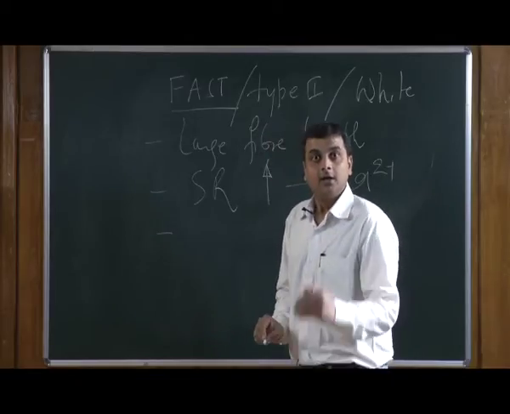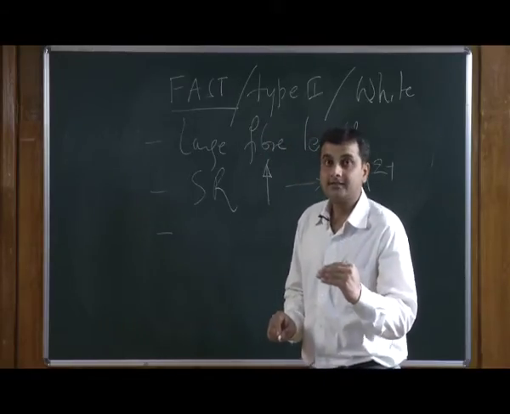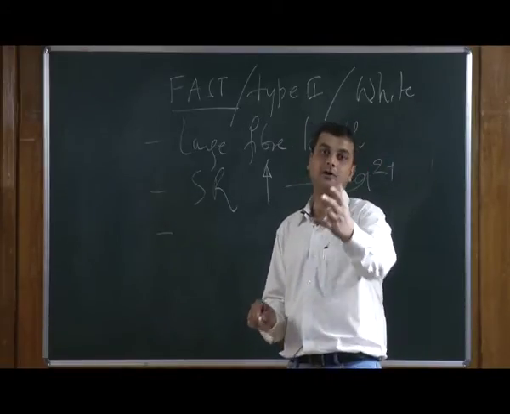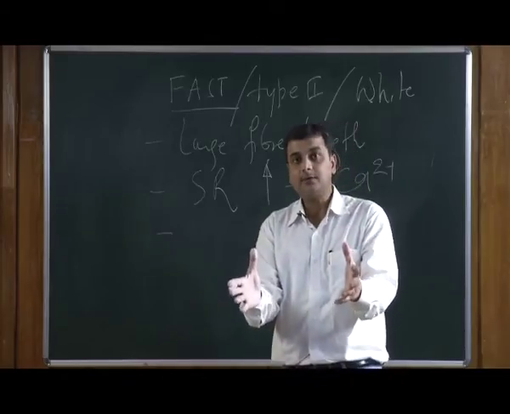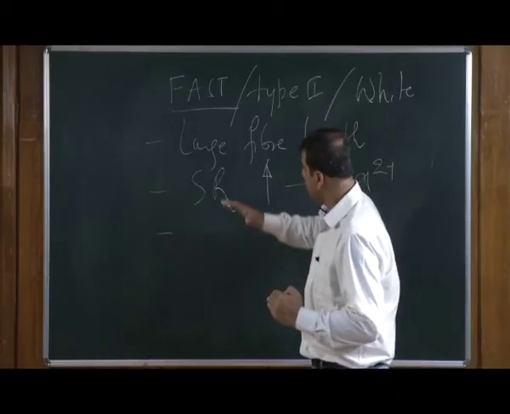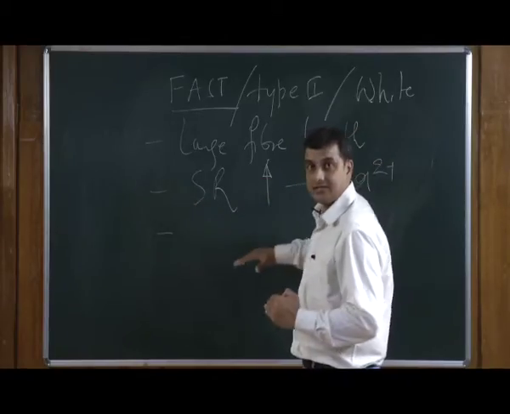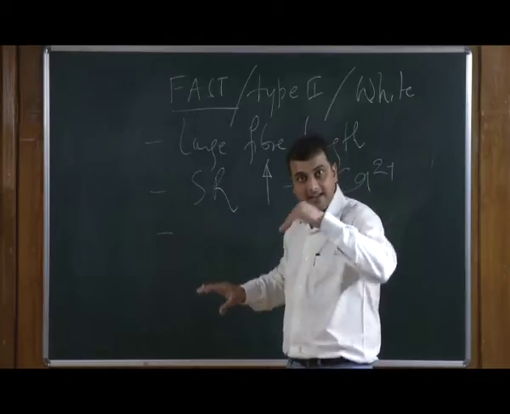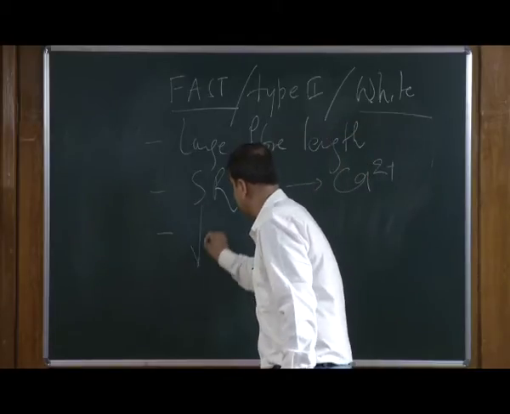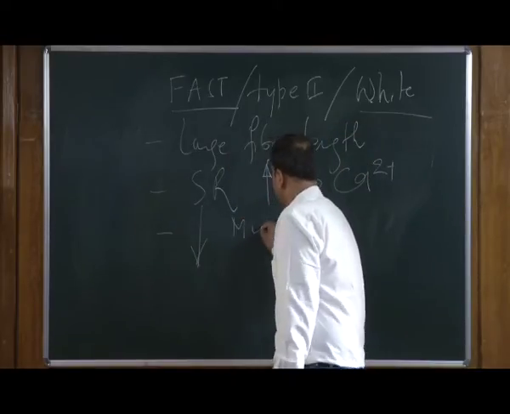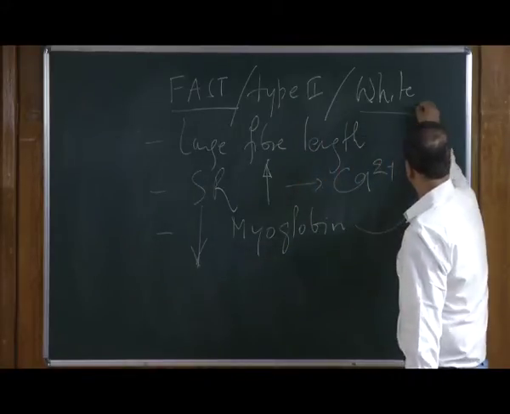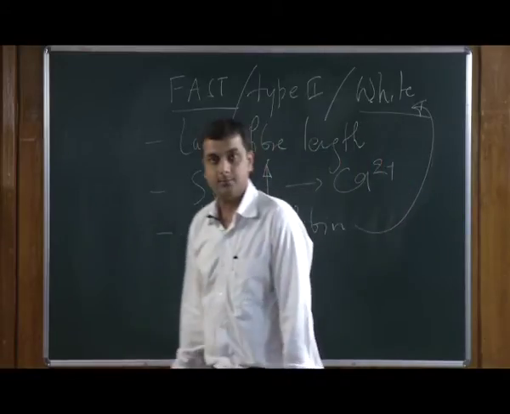Third point, there the myoglobin concentration was very high, and because of that there was more and more blood supply and more redness in the fiber. Here myoglobin concentration is less. Why? Because the sarcoplasmic reticulum concentration is very high here. Because of less concentration of myoglobin, these fibers appear white, and because of this we call this muscle white muscle fiber or white fibers.